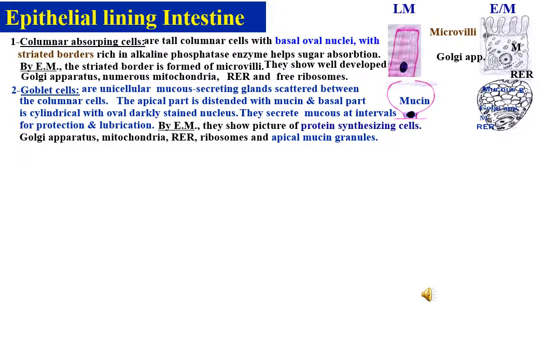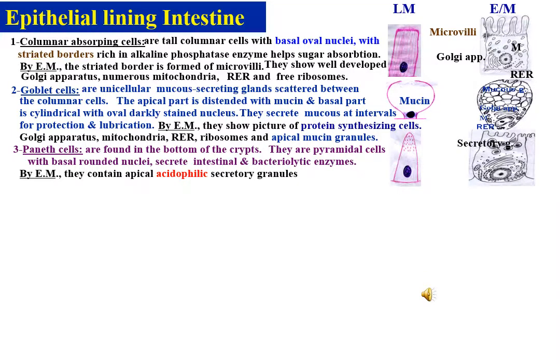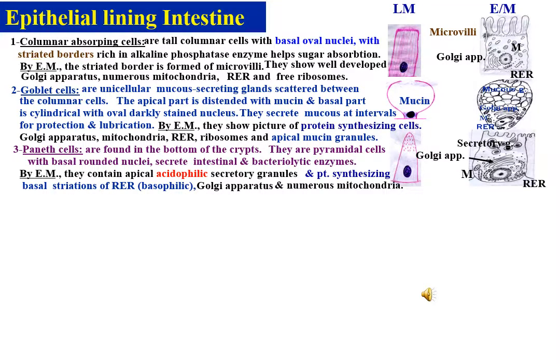Paneth cells. They are only found in the bottom of the intestinal crypts. They are pyramidal cells with basal rounded nuclei. They secrete intestinal and bacteriolytic enzymes. By electron microscope, they contain apical acidophilic secretory granules and the usual picture of protein synthesizing cells. Their basal part is basophilic, containing rough endoplasmic reticulum, together with Golgi apparatus and numerous mitochondria, as in other protein synthesizing cells.